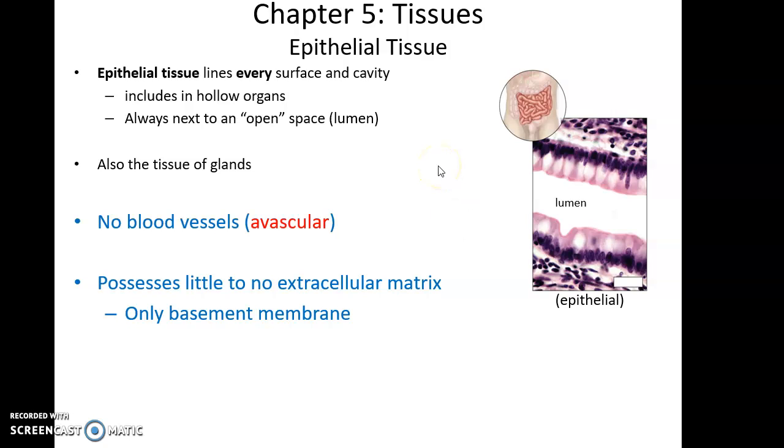All right. One characteristic of epithelial tissue is that it has no blood vessels. So it is avascular, no blood vessels. And it also possesses little to no extracellular matrix. So it's almost all cells, sheets of cells, except for a thin extracellular structure called the basement membrane that helps attach the epithelial tissue to the underlying tissue.